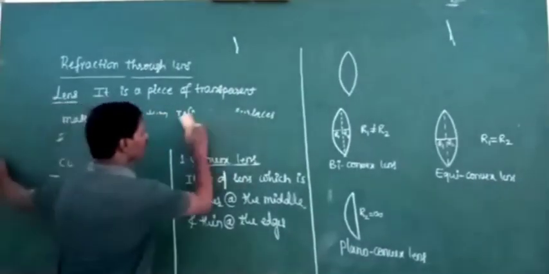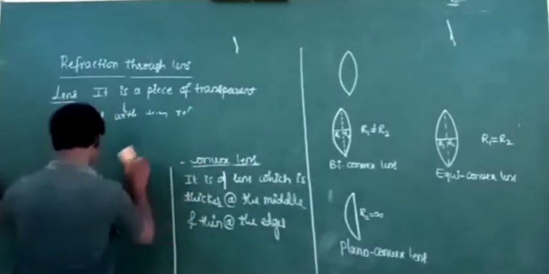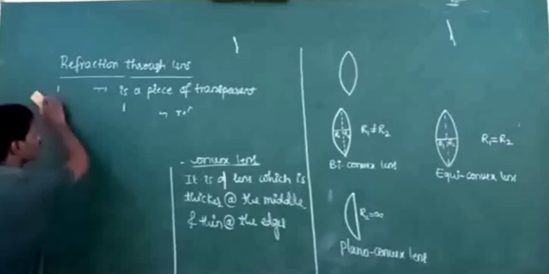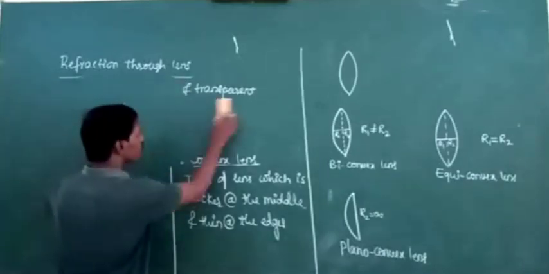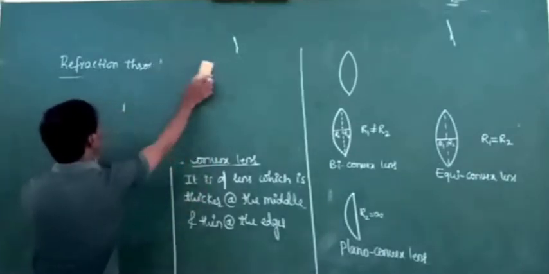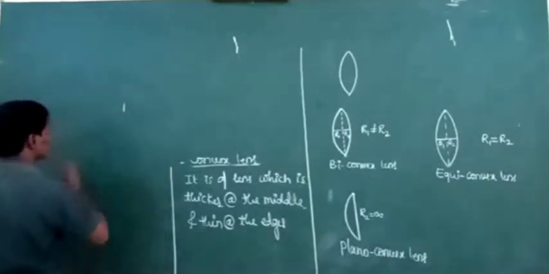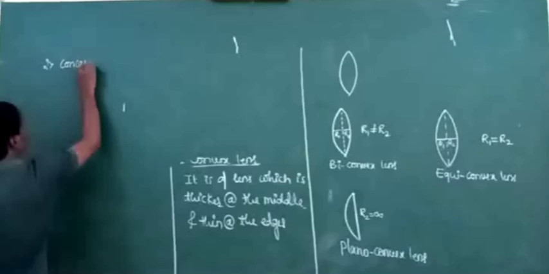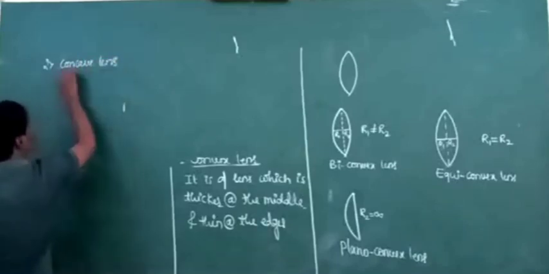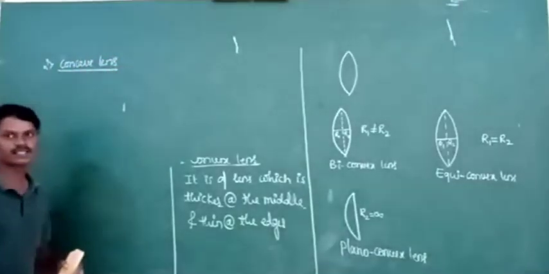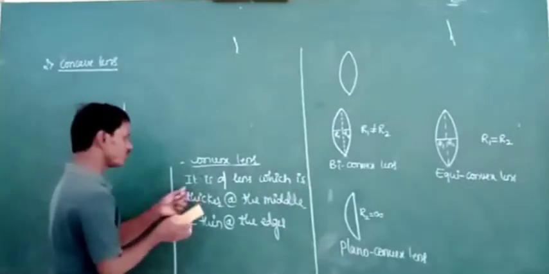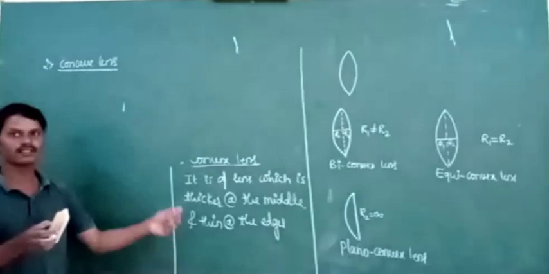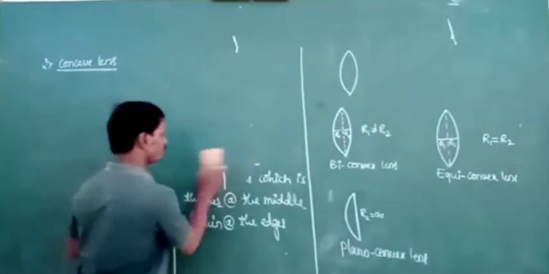Next, second type of lens. What is the second type of lens? The second type of lens is concave lens. I hope you will define the concave lens. It is a lens which is thin at the middle, thicker at the edges. What is concave lens? It is a lens which is thin at the middle, thicker at the edges.